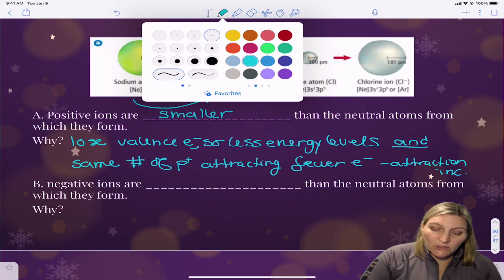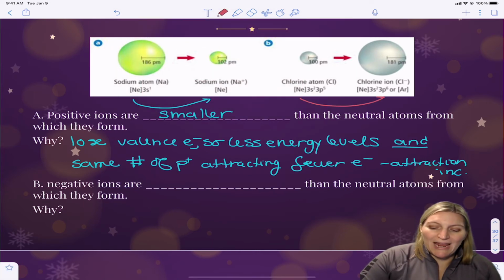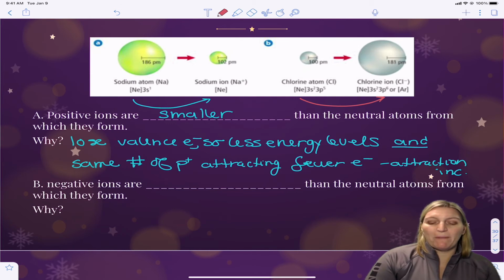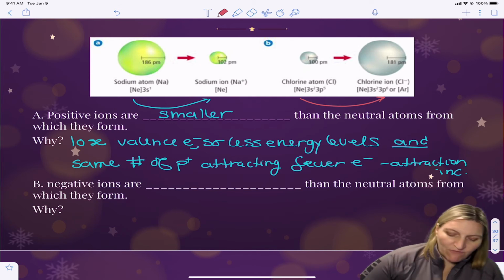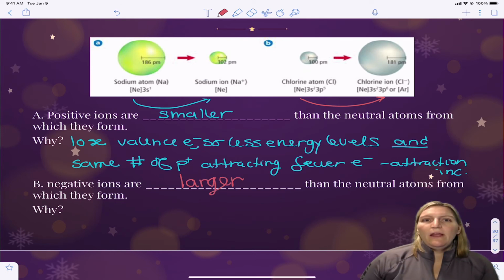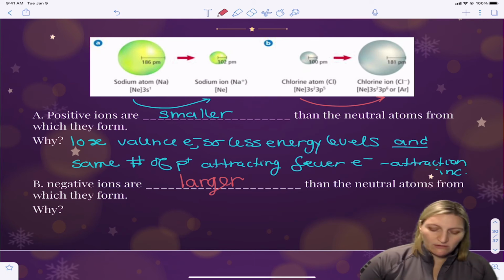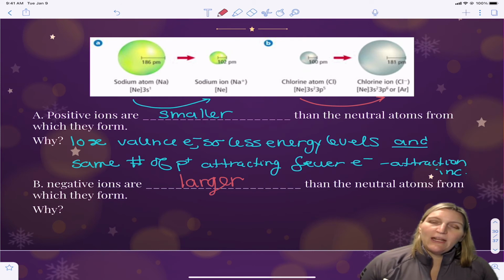And as expected, we see the exact opposite happen when we form a negative ion, when we form an anion. Negative ions are always larger than their parent atoms. And you have the same idea. The same number of protons are now trying to attract even more electrons. But there's a second reason, and that is that there is more electron-electron repulsion.